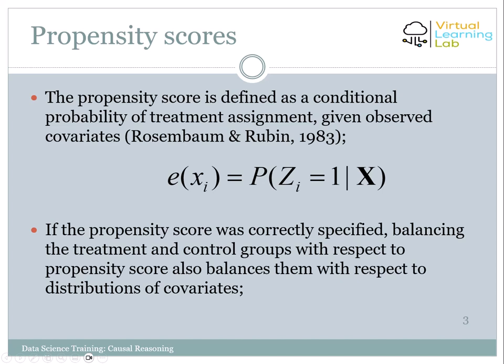Therefore, it's a powerful data reduction technique. If you have 80 covariates, and you estimate the propensity score as the predicted probability of treatment assignment based on these covariates, you can just adjust on the propensity score, which means you'll be balancing all the 80 covariates.